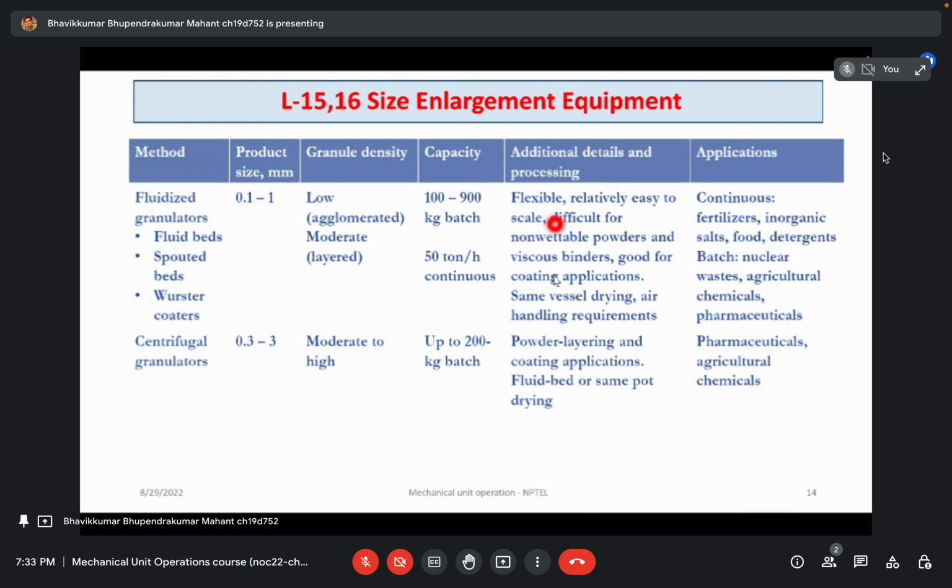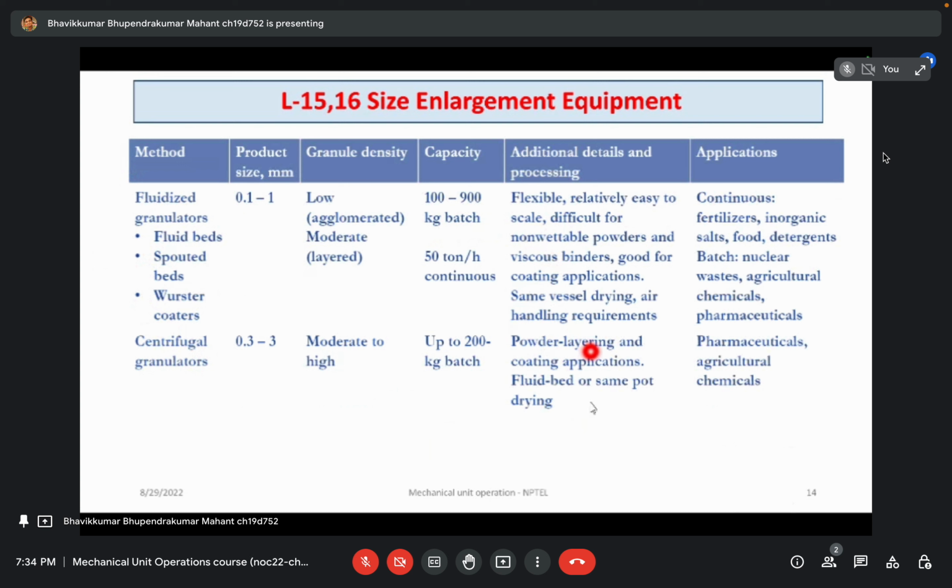You can go for fluidized granulators because they are flexible and relatively easy to scale up. But there are disadvantages also: they are difficult for non-wettable powders and viscous binders. So viscous binders and non-wettable powders you can't use in fluidized granulators.